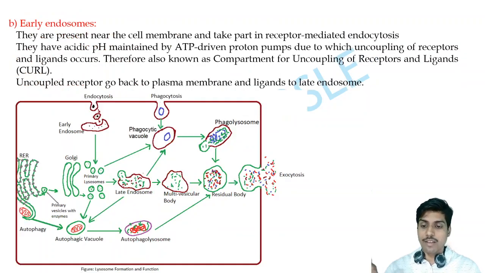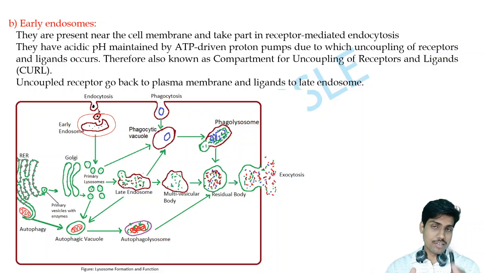Next part is how the early endosomes form. There are three basic phases of the lysosomal life cycle: the primary lysosome, the early endosome, and the late endosome. These are the main important parts of the lysosome. So what is the early endosome? These are the endosomes which are present near the cell membrane.